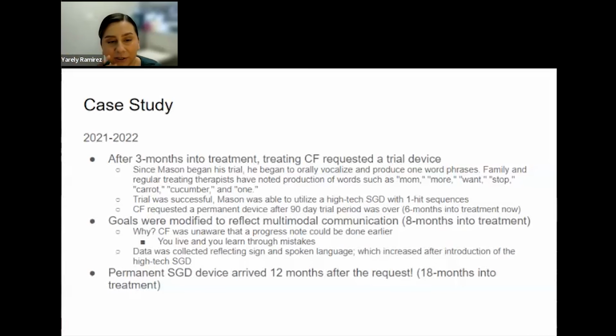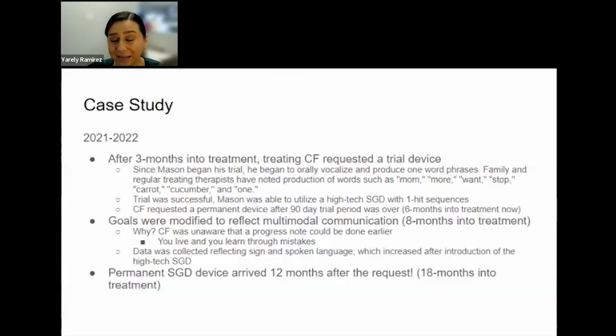And then once I changed the goals, I reflected them so he would be able to say the word, sign the word, gesture, and use his speech generating device. And data was collected based on those. And then after 12 months, so 18 months into the treatment, he finally received his permanent device.